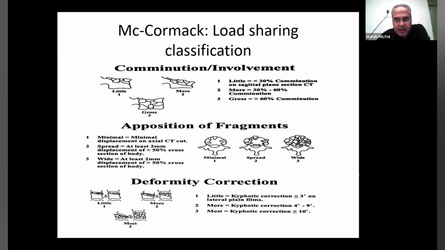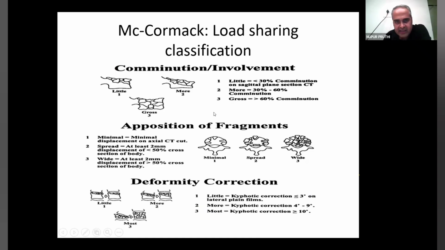McCormick's classification of load sharing, I don't know how many of you know about this. Those, especially, I think, young surgeons who do a lot of thoracolumbar trauma, I think they may know about this. This classification decides how much a body, for example, a L1 fracture or D12 fracture vertebra, can take the load of the remaining spine. Now, a body can take good load if the load sharing score is less, and it cannot take load more if the load sharing is more.